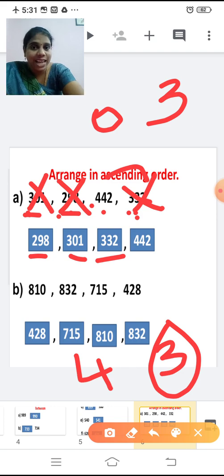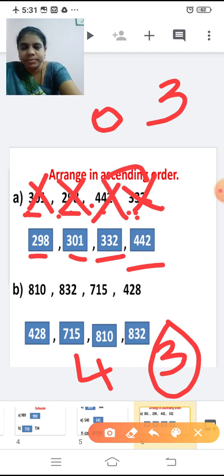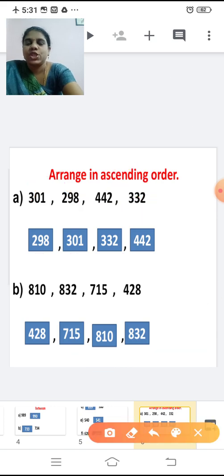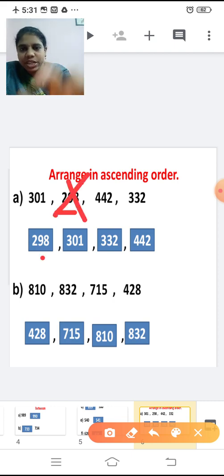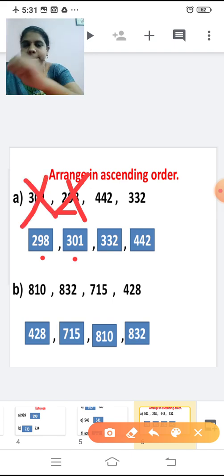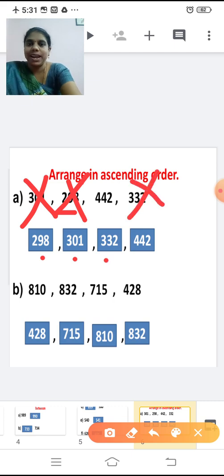332. Then at last 442. So which is the smallest number? First is 298. So that you type it out and write it down. Then 301. Then 332. Last 442. Write it down. Clear, children?